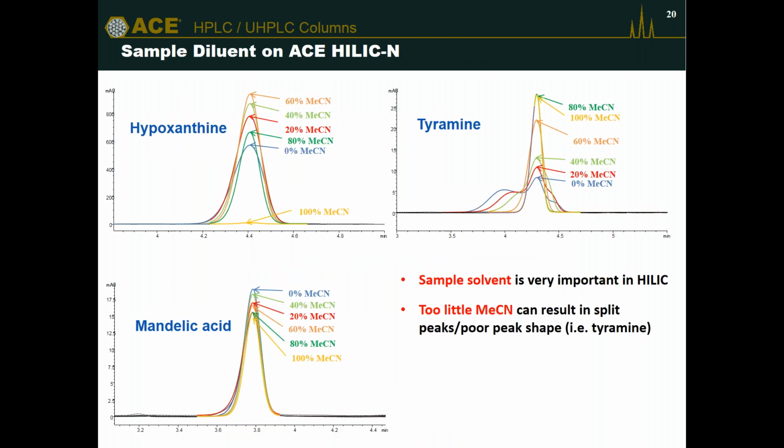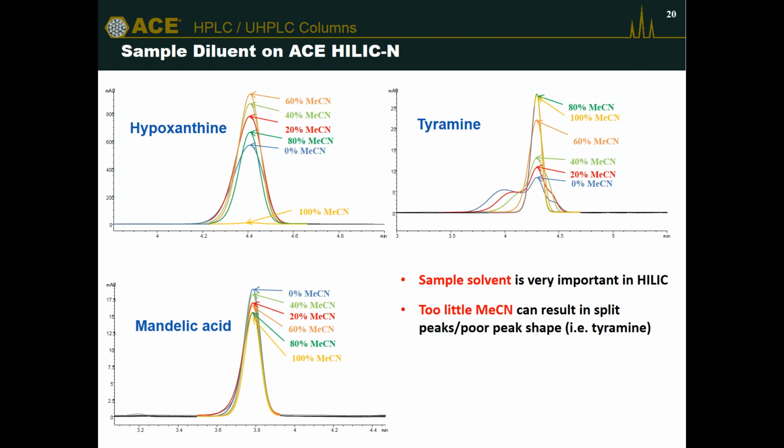So the second topic I wanted to talk about after the column equilibration is sample diluent. Many people struggle with solubilizing their samples for HILIC because of the high amount of acetonitrile typically in the diluent and also in the mobile phase. Here you can see a HILIC N column, a neutral base column, and we have 3 model compounds. We have tyramine as the model base, mandelic acid as the model acid, and hypoxanthine as the model polar compound.